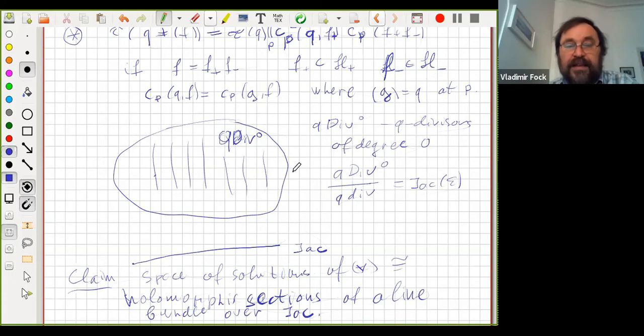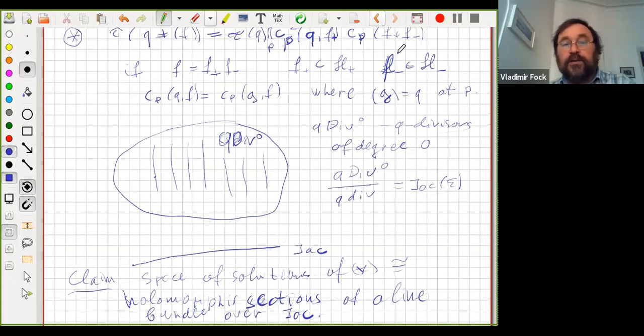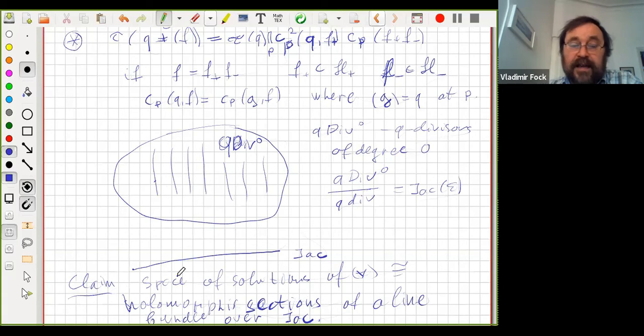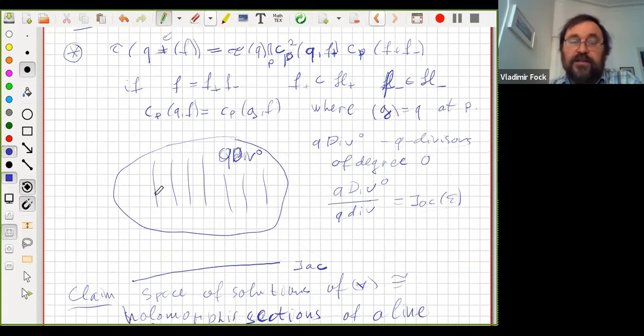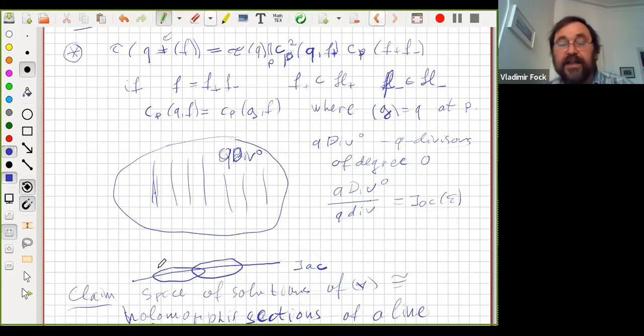The line bundle is defined by this formula, essentially. One can define it in the following way. You have an infinite dimensional bundle over the Jacobian, whose fibers are principal quasi-divisors. This infinite dimensional fiber bundle in general has no sections, but it definitely has local sections. So you can take coordinate patches, and every coordinate patch you can lift to some local section of this infinite dimensional bundle.